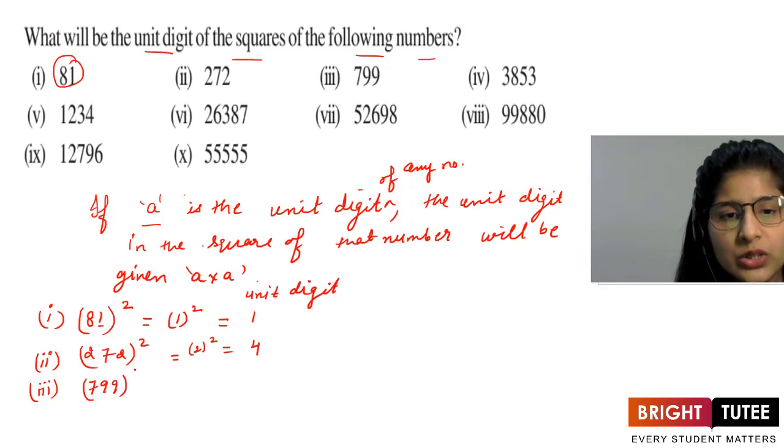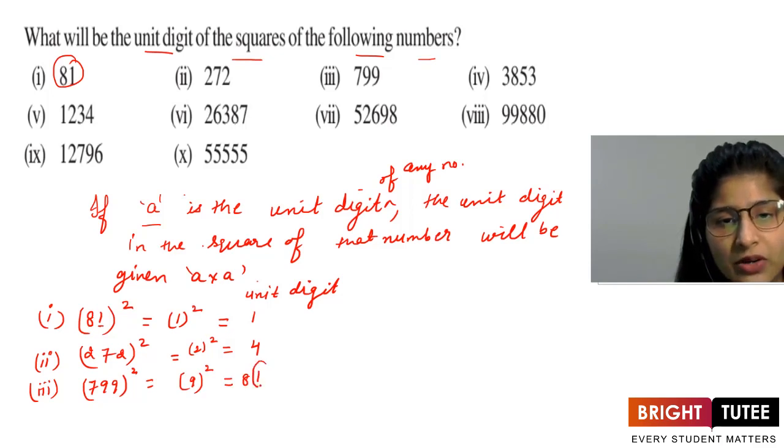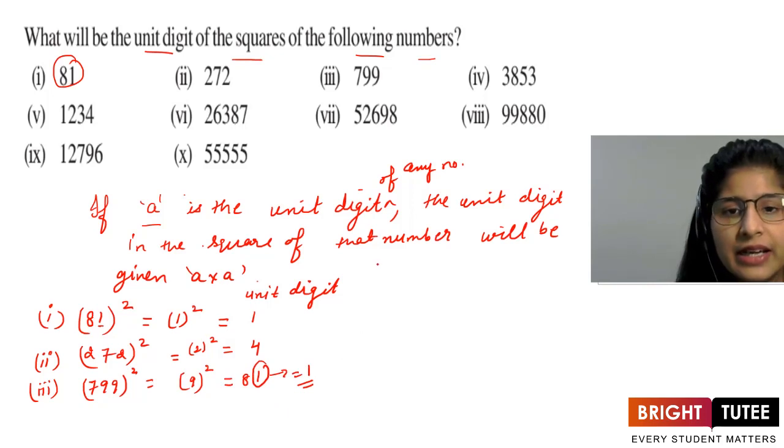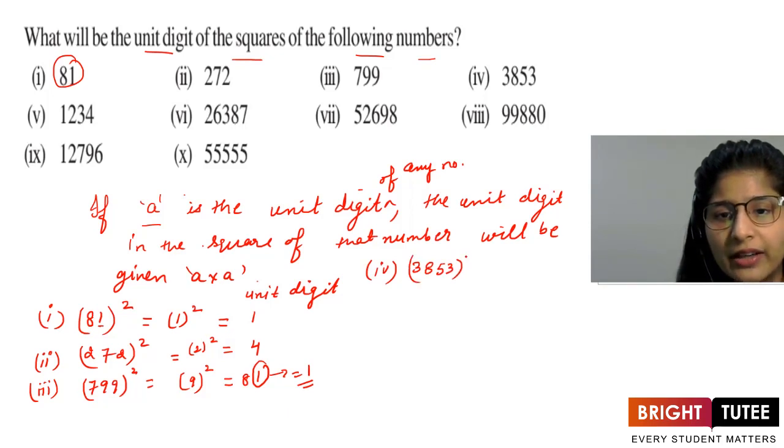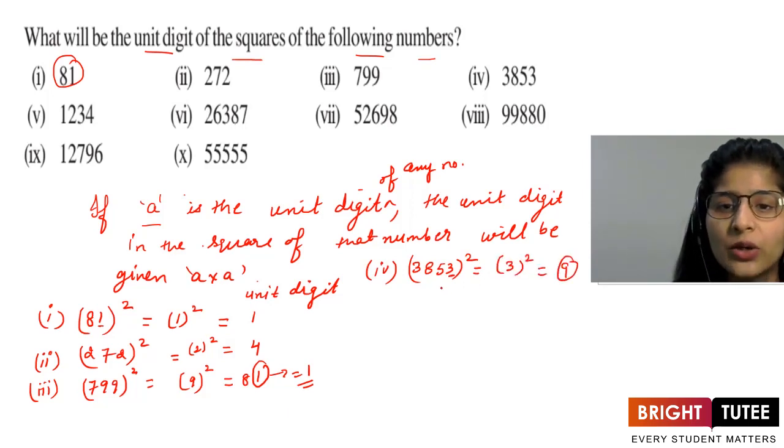In the third part, similarly, we have to attempt all the parts. 799 whole square. What is the unit digit here? 9. Square of 9 is 81. So the unit digit here will be 1. Clear? In the fourth part, we have 3853. If we do the square, what is the digit at units place? 3. Square of 3 will be 9. So in the square of 3853, the unit digit will be 9.